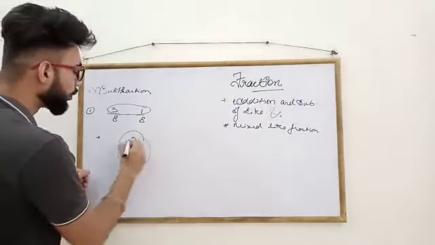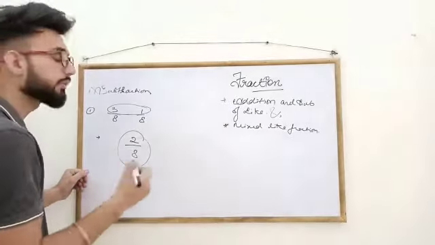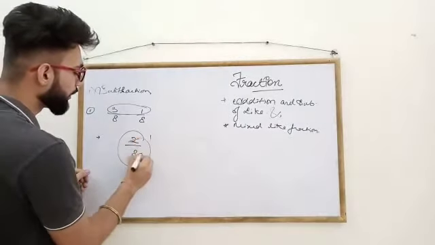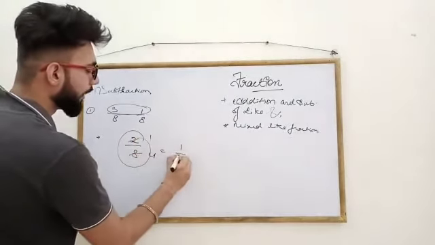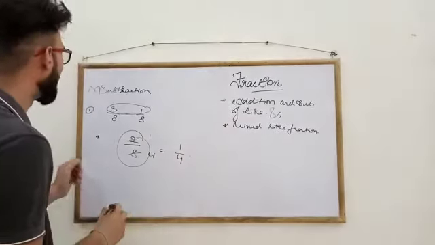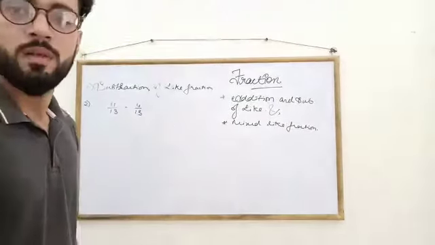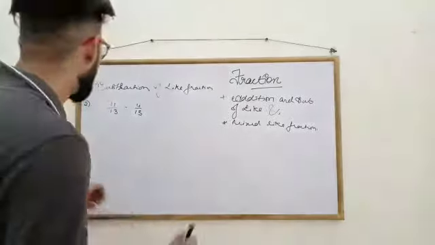Now you can see that 2 is a factor of 8. 2 ones are 2 and 2 fours are 8. So the answer would be 1 by 4. We'll solve one more example. So let's move on to the second example.